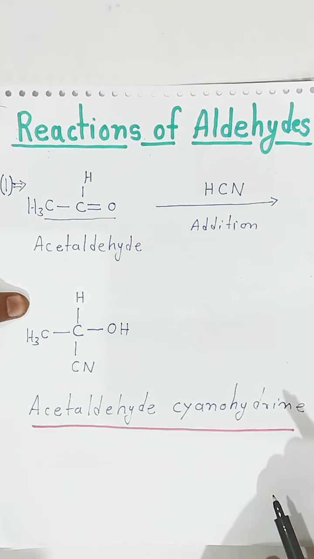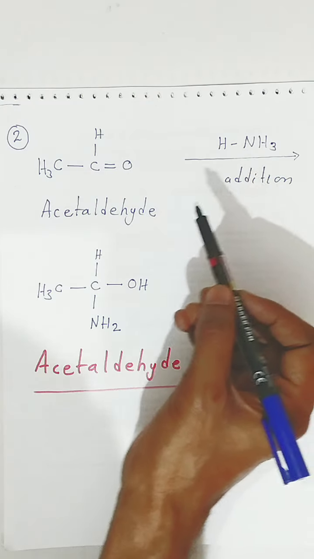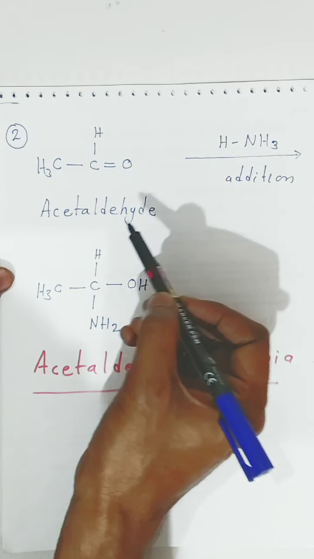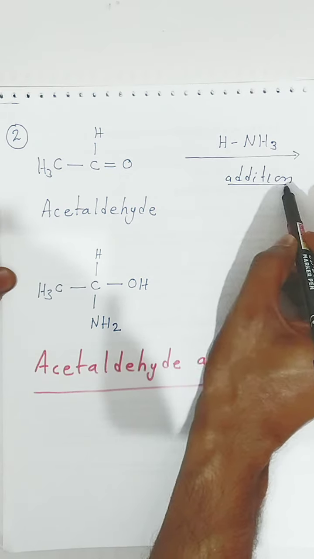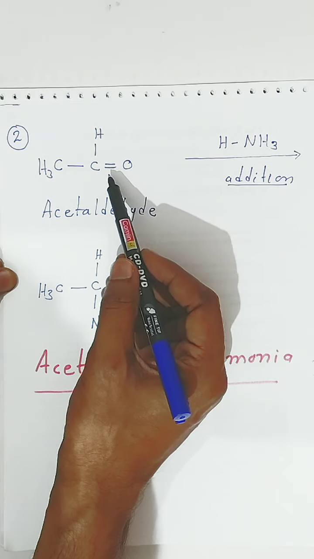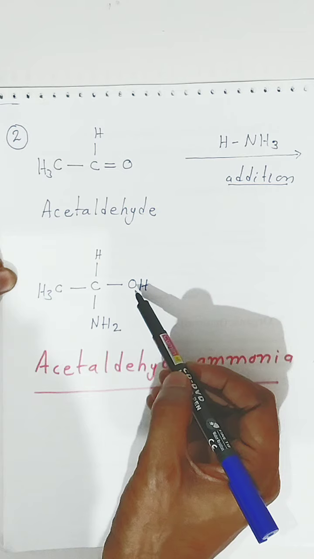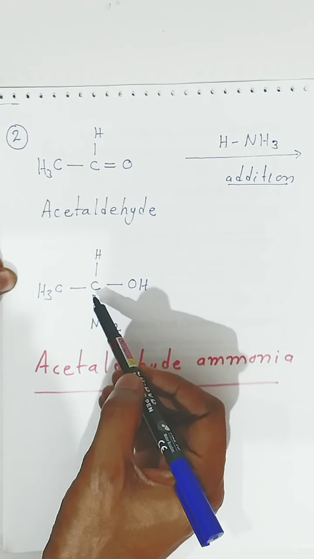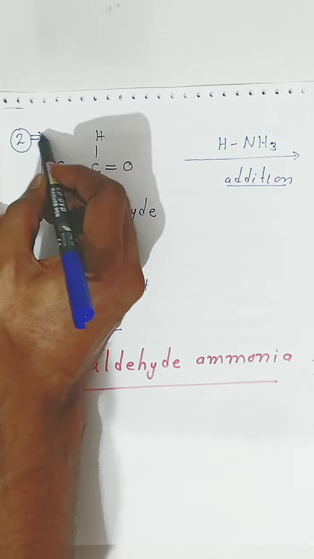Now the second reaction of aldehyde: you have aldehyde in a test tube and you are adding ammonia. What happens when you add ammonia to acetaldehyde? Again an addition reaction takes place and you will find the product acetaldehyde ammonia. The double bond of the aldehyde converts into a single bond, hydrogen attaches to the oxygen, and ammonia attaches to the carbon and forms acetaldehyde ammonia. This is the second reaction of aldehyde.